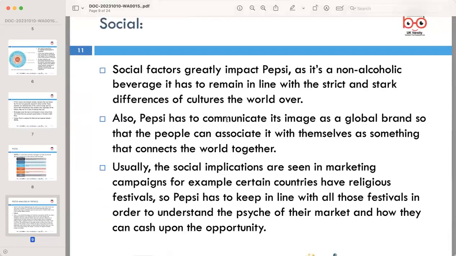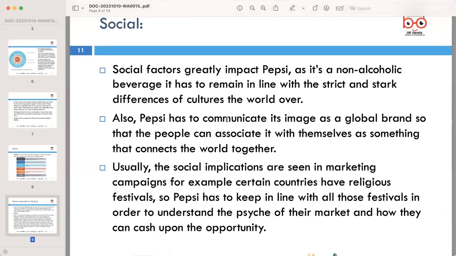Next one is social factors. Any comments or any comments about social factors or any questions?